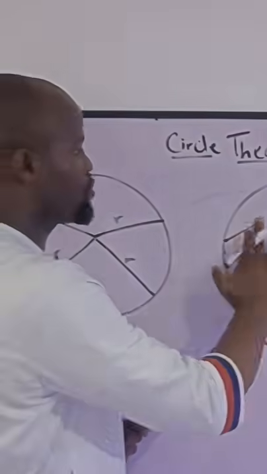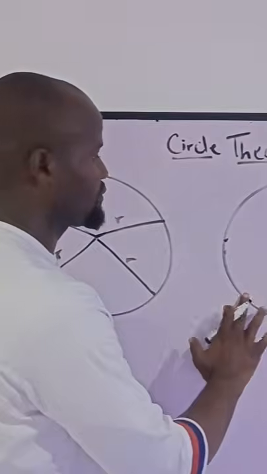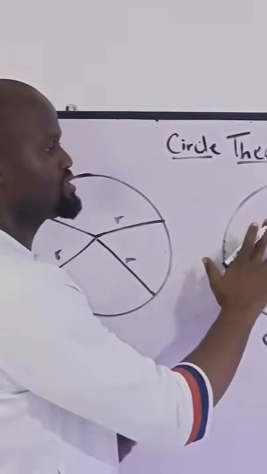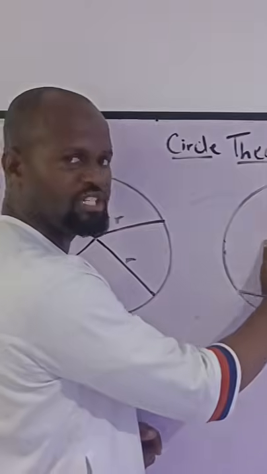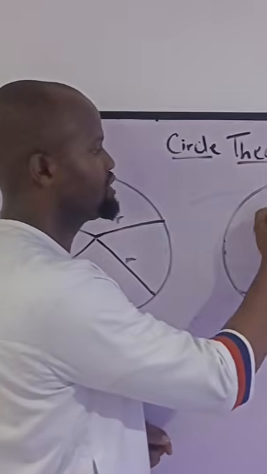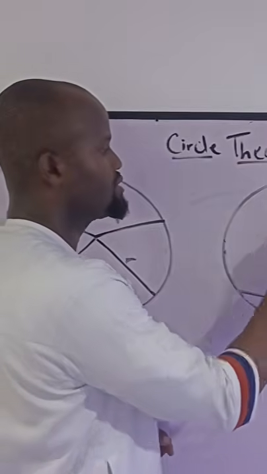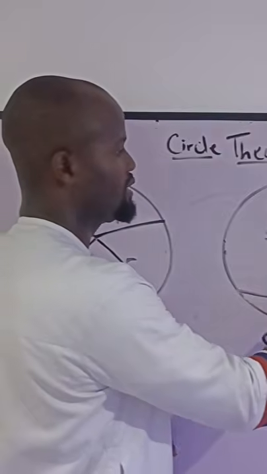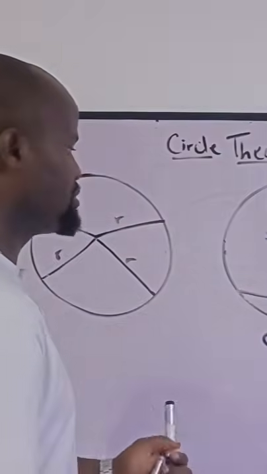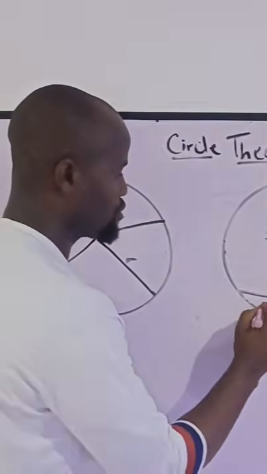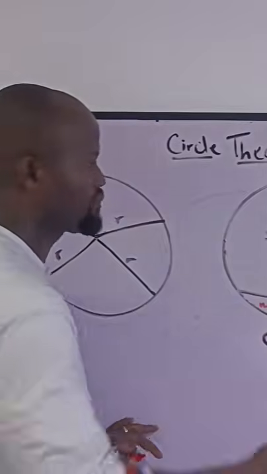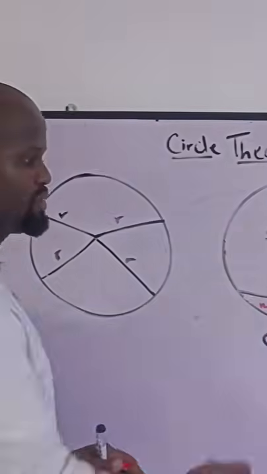So let's say I have this chord here. Let's say I have this chord over here, all right? Now you see this large region, this larger region of the circle is called the major segment. And this smaller region of the circle is called the minor segment, okay? So this is major segment, minor segment.